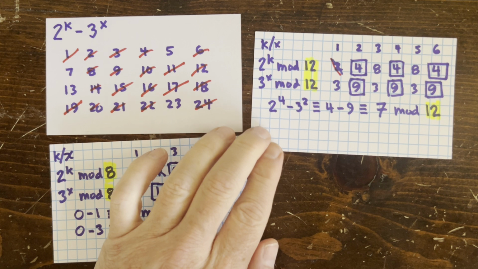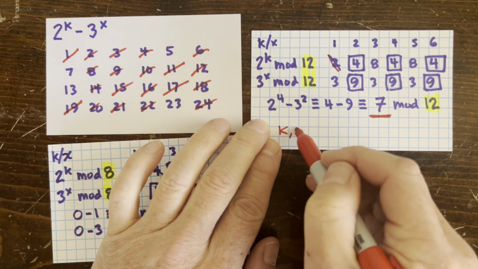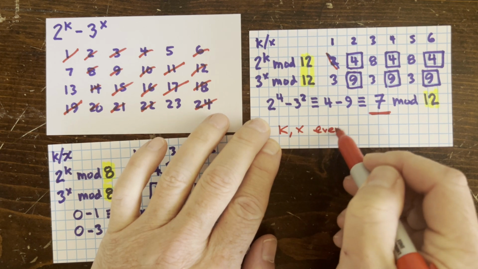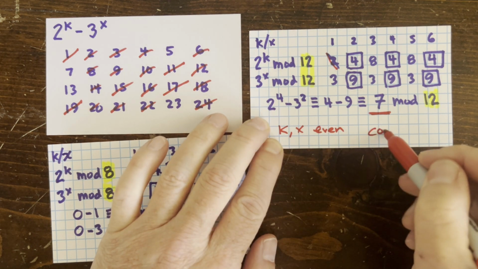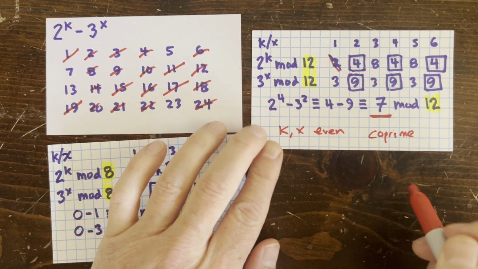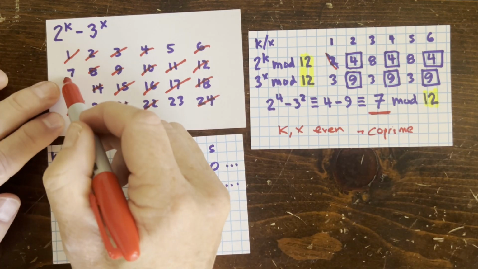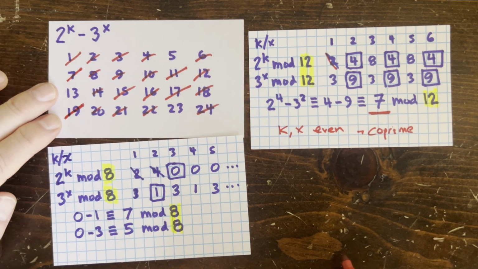Unless, notice that 2 to the k minus 3 to the x equals 7 mod 12 only when k and x are both even. And in our 3n+1 connection, we're actually only interested in coprime k and x. So we could cross out all the 7 mod 12s if we only care about coprime k and x. So heck, let's do it. Okay, 7, 19, and so on.